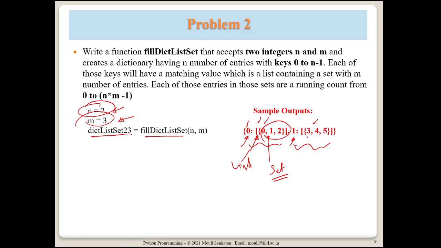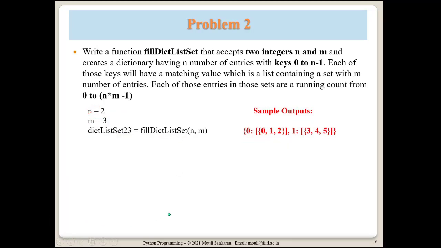Starting from 0, it should go on incrementing. So the first set will have 0, 1, 2. The second set will have 3, 4, 5. It depends on how many entries you are having. It should keep on going. Okay, this is a function. I'm not expecting you to do it with recursion or anything. You can do it in the normal for loop way also, no problem. I'm not talking about any implementation detail. But finally, the function should build the dictionary and give it back to you.